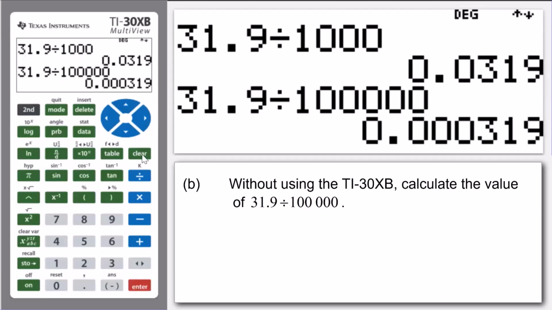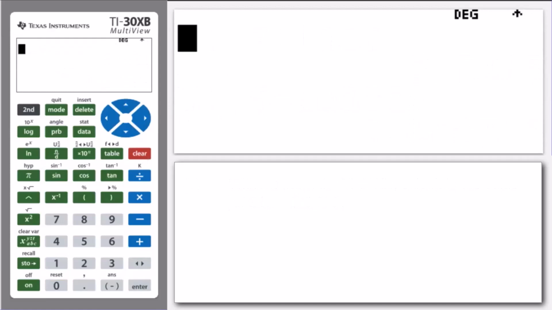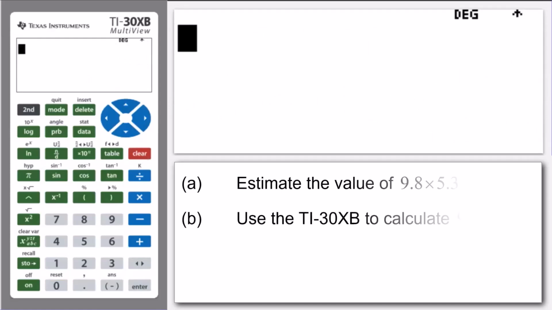Okay, moving right along, we now go to our second and final example for this lesson. This example shows us how to compare initial estimates with answers obtained with a calculator. Part A is asking us to estimate the value of 9.8 times 5.3, and Part B is then simply asking us to use the TI-30XB to calculate that product.